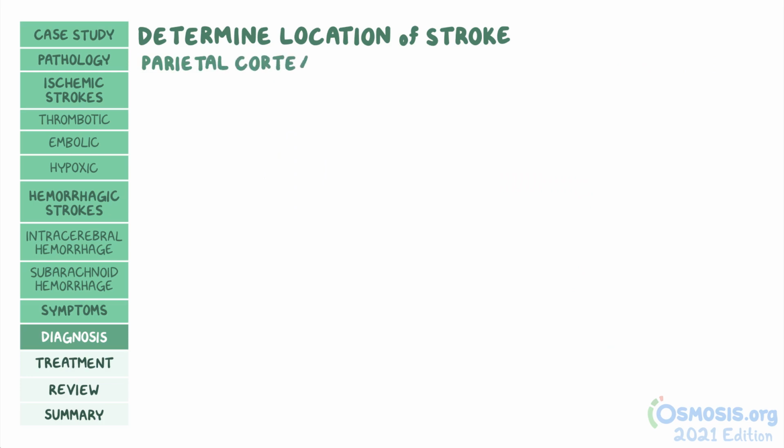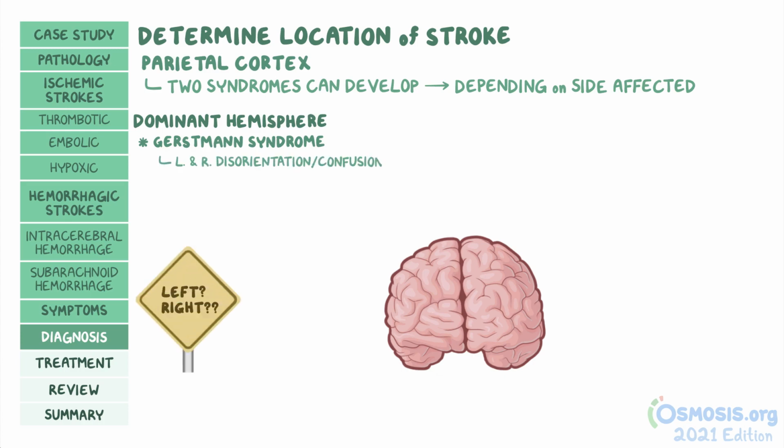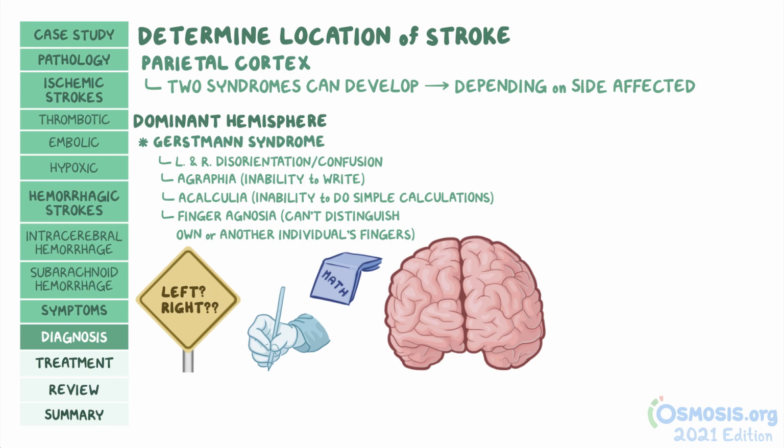As for the parietal cortex, two different syndromes can develop depending on which side is affected. If the dominant hemisphere is affected, Gerstmann syndrome develops, which is characterized by a tetrad of symptoms, including left and right disorientation or confusion, agraphia or inability to write, acalculia or inability to do simple calculations, and finger agnosia, which means that an individual cannot distinguish their own or another individual's fingers.